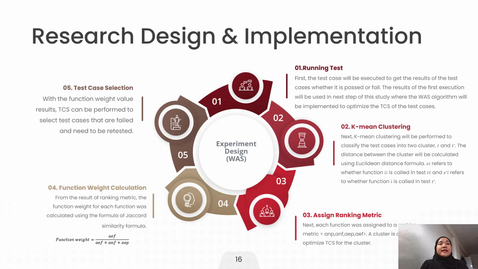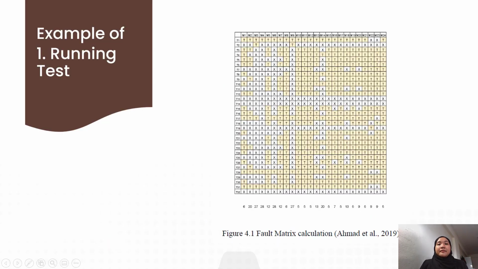And lastly would be the test case selection. With the function weight value results, TCS can be performed to select test cases that failed and need to be retested. This is the example of the first step, running the test. The results of pass and fail were acquired from a fault matrix calculation from a paper that I referred to. And in this paper, I was using the same test cases program, which is the CQM input.